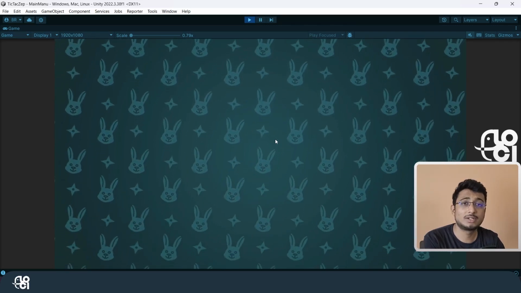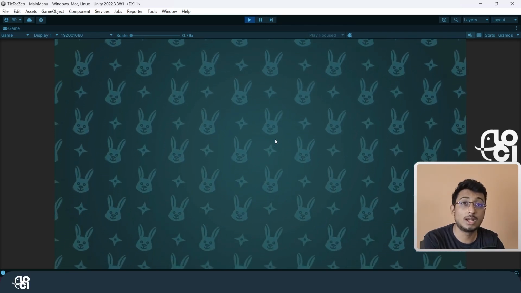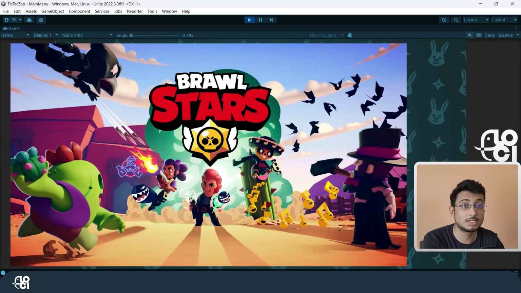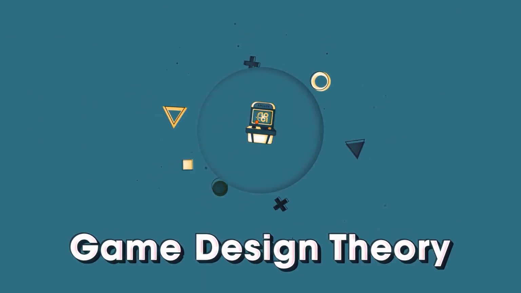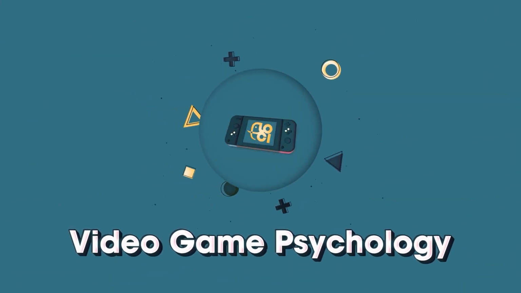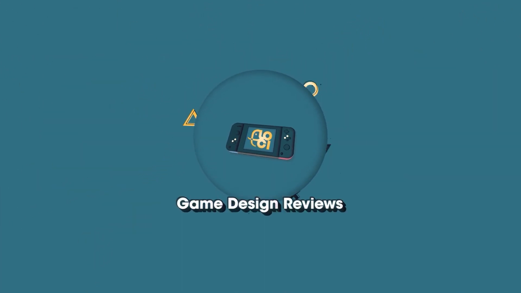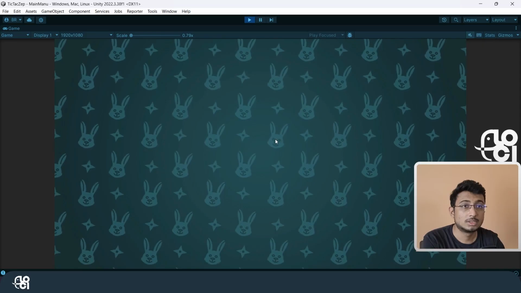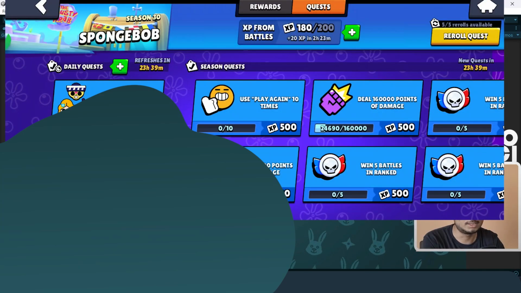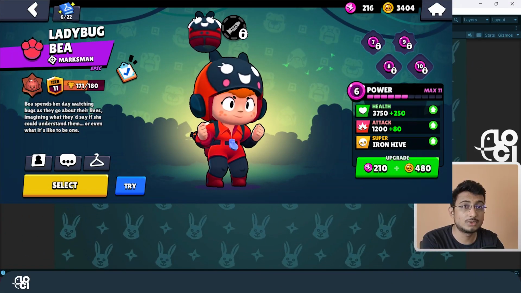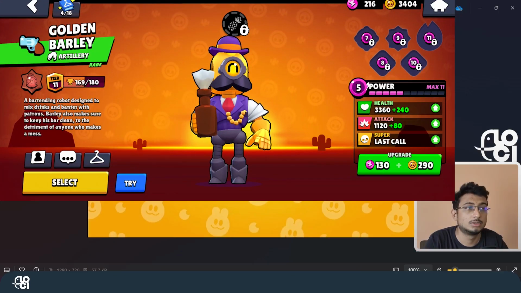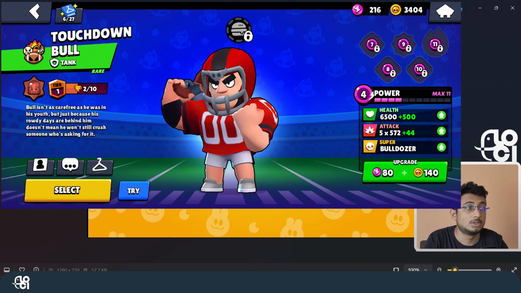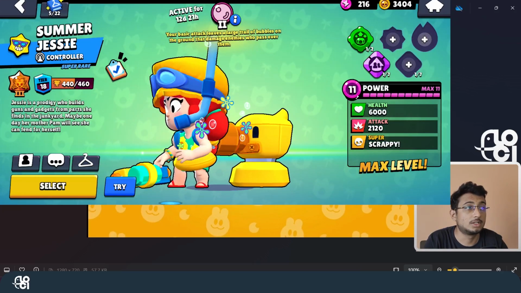Today we are diving into a fascinating visual effect you have probably seen in Supercell's Brawl Stars: the scrolling background patterns. I will recreate this effect using Unity's Shader Graph and explore some essential concepts along the way. So let's look at some of the examples before we dive into the graph. This is one of the examples which I collected.